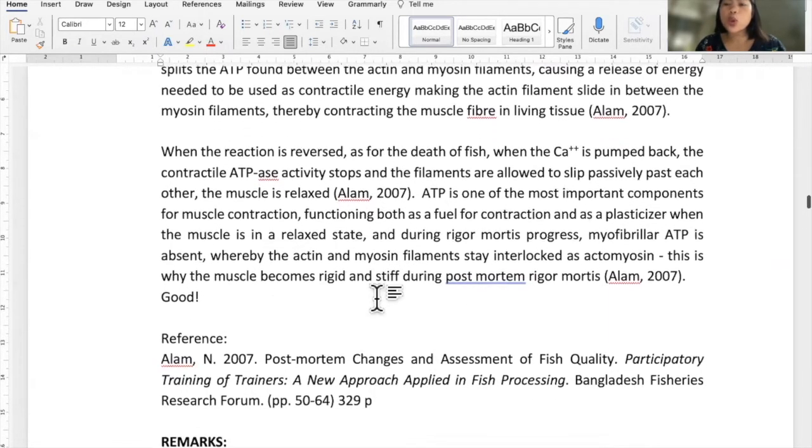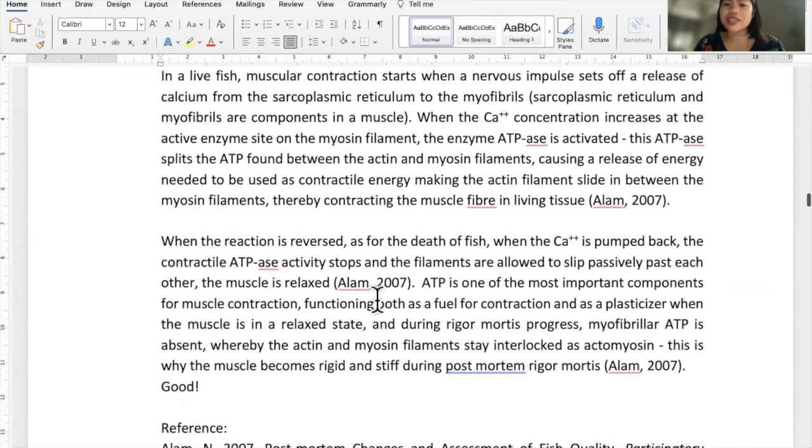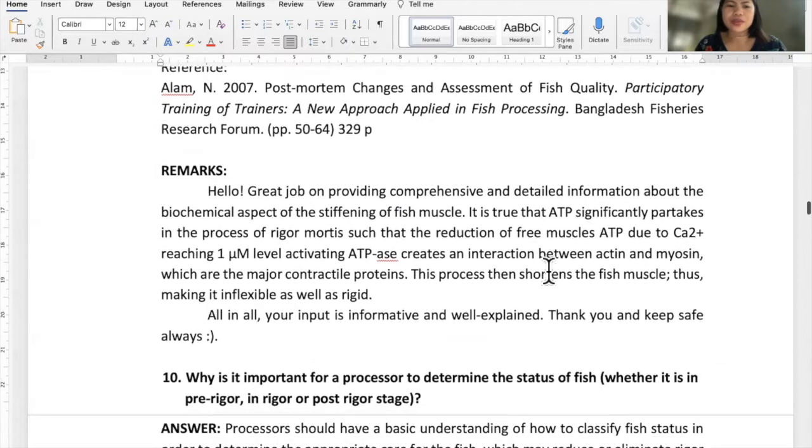So, ang role ng calcium molecule dito is to activate the ATPase enzyme. Okay? So, yun.